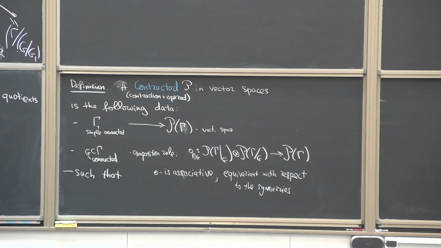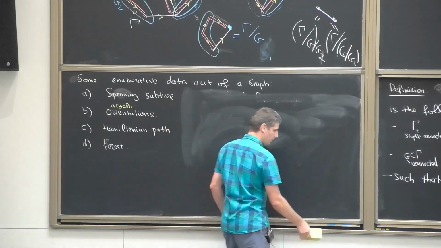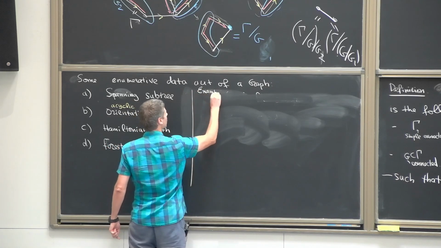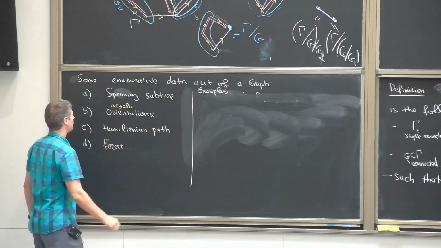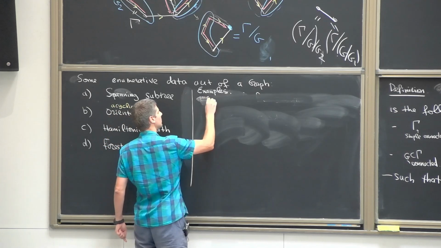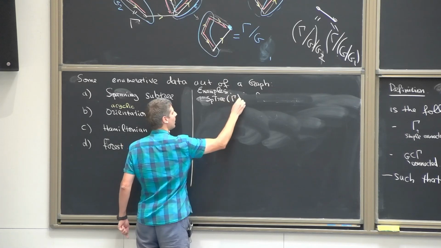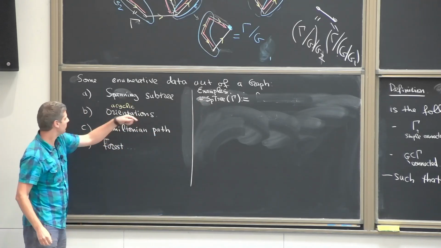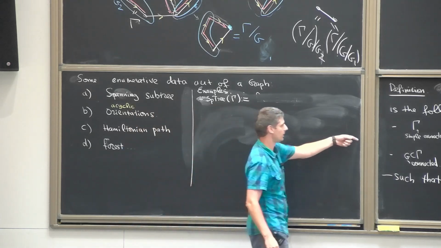Okay, so this is my definition, and now I claim that what I have here is an example of those in the following sense. I erased what well defined means for the contraction. So the examples: the first one is spanning trees. The set of trees of gamma is just by definition... I claim that for each of those combinatorial data, I have an example of a contractad.